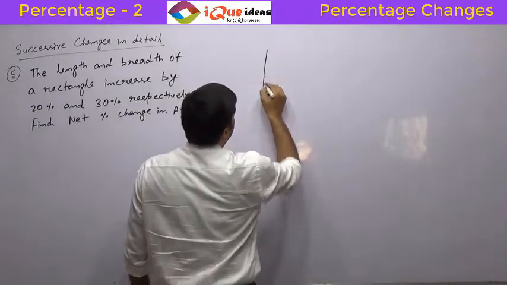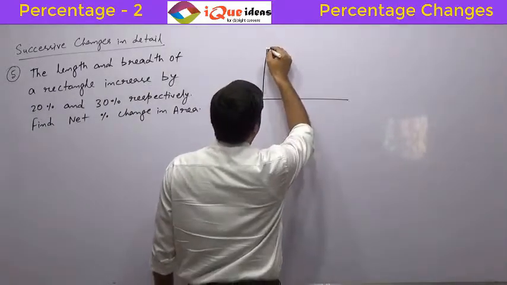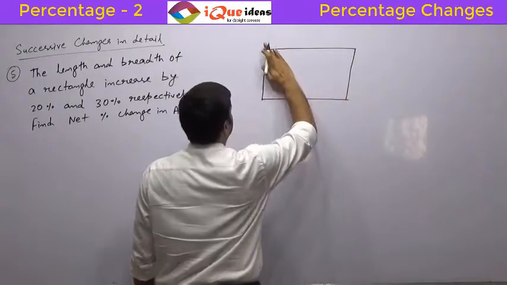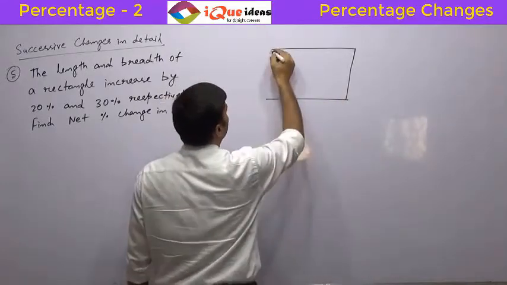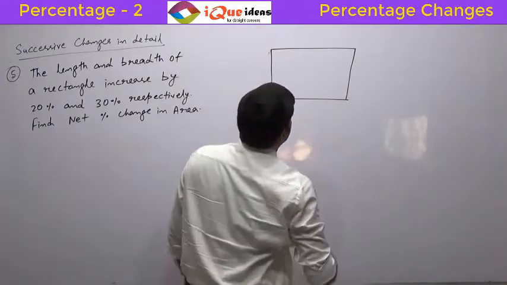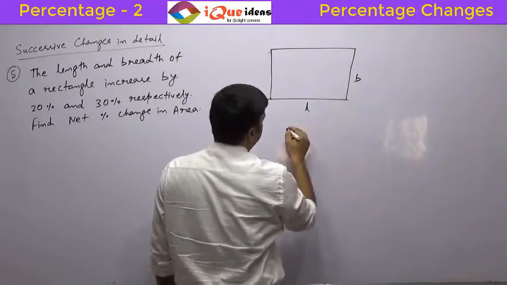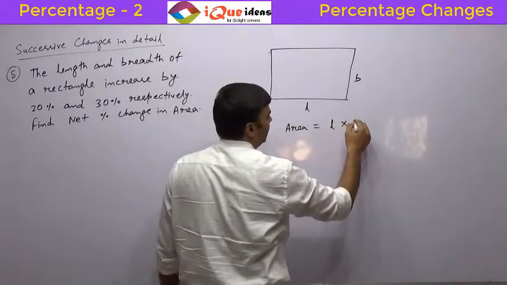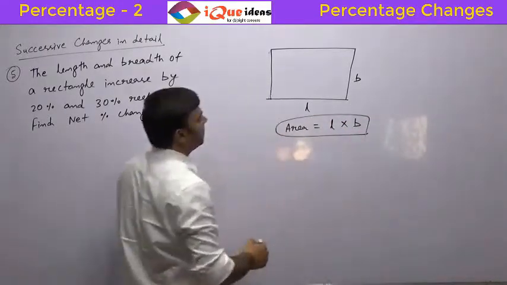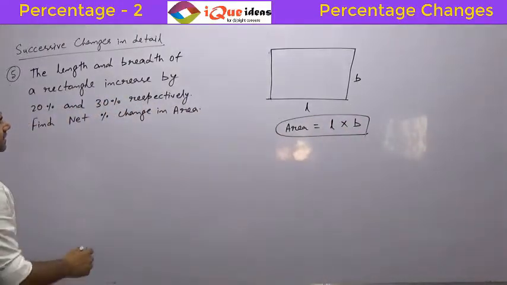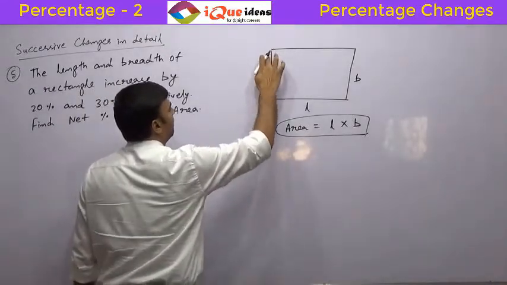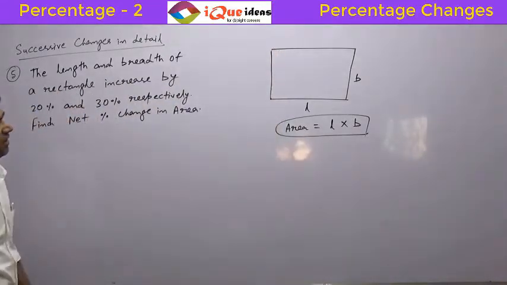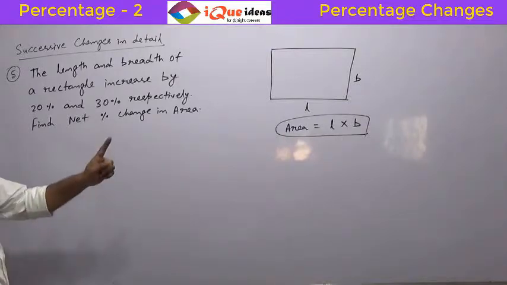Let's see. We know that this is the shape of a rectangle, right? I hope it looks like a rectangle. Now, suppose this is the length, this is the breadth. What is the formula of the area of a rectangle? We all know the area of a rectangle is length into breadth. Okay. Here in this case, we are saying the length is increased by some percentage and breadth is also increased by some percentage. We'll get to that geometrical aspect of it.